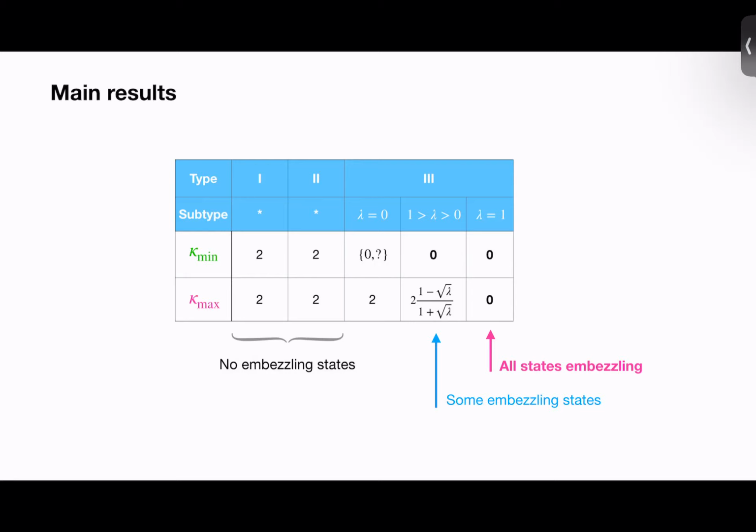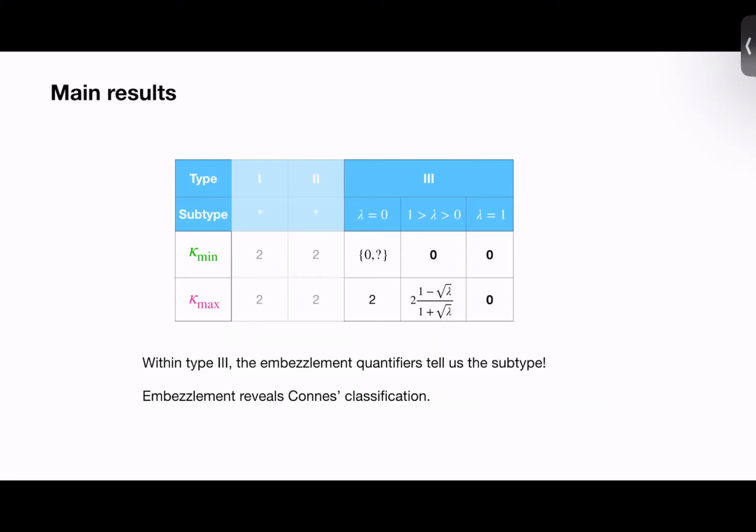One nice thing about this is that if we really only look at type 3, you can actually read off lambda from kappa max. You can invert kappa max as a function of lambda, which means that this kappa max, an operational measure for embezzlement, reveals the classification of type 3 lambda factors, which was originally given by Connes in a famous result. So that's very nice. It gives a sort of operational way to classify von Neumann algebras. So this is the math side.